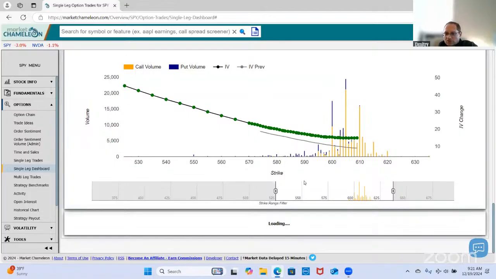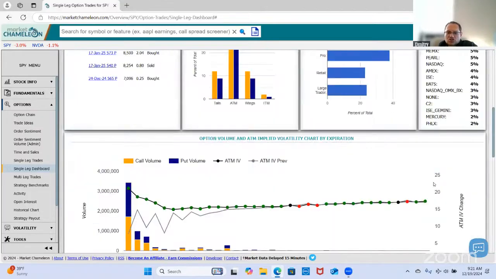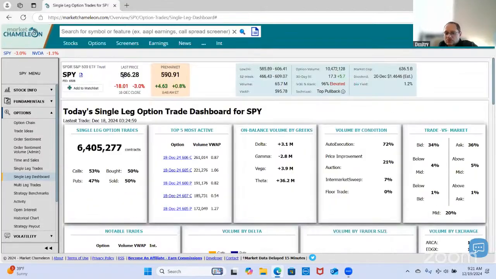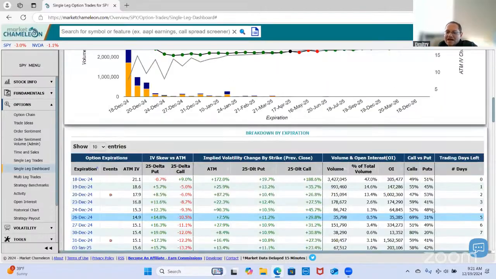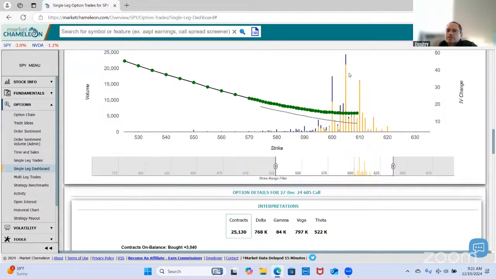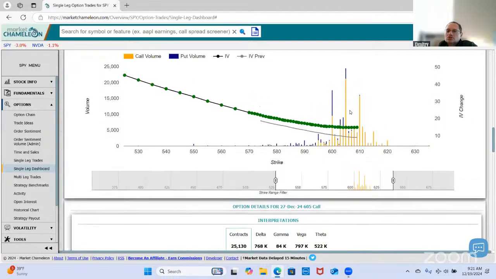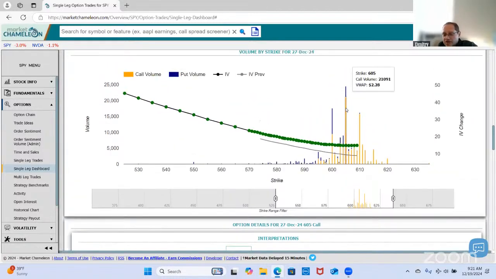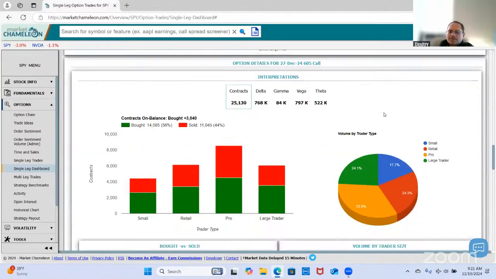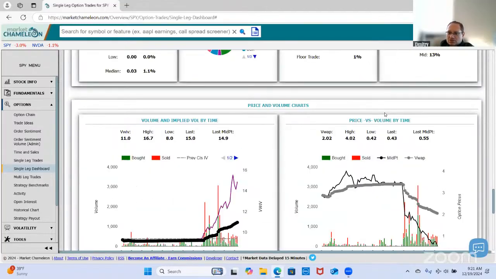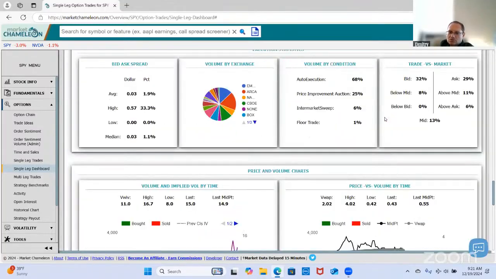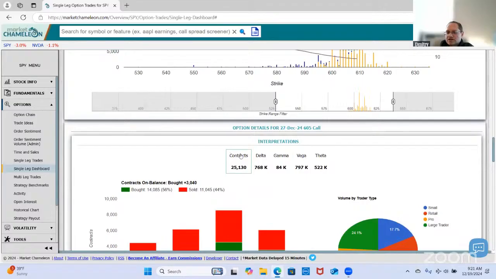So we have to wait a little bit because it's loading a lot of data, but let's just see. So the stock closed at 586.28, and we were looking at the, which strike was that again? 605. Okay, so this is the 605 strike. And we get all this analytics stuff over here. So this is the top. These are the total number of contracts that traded in here.